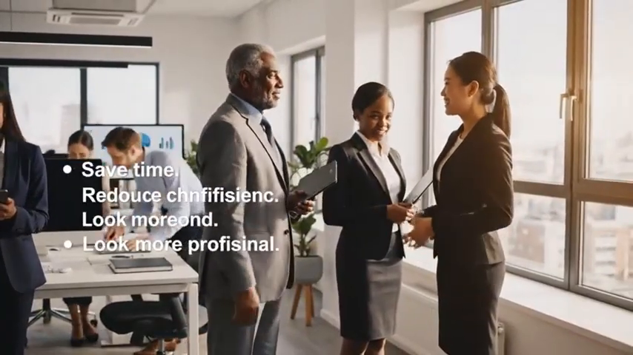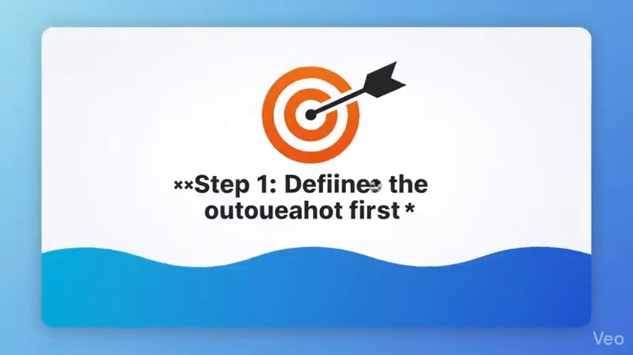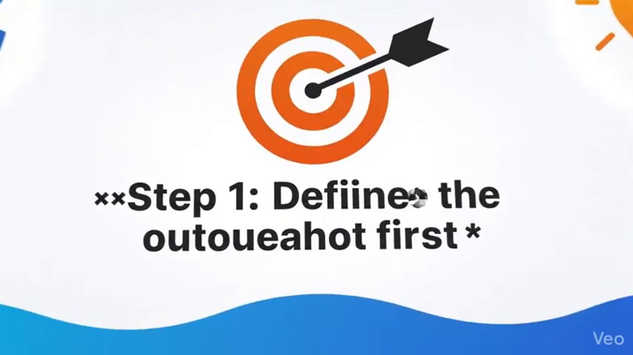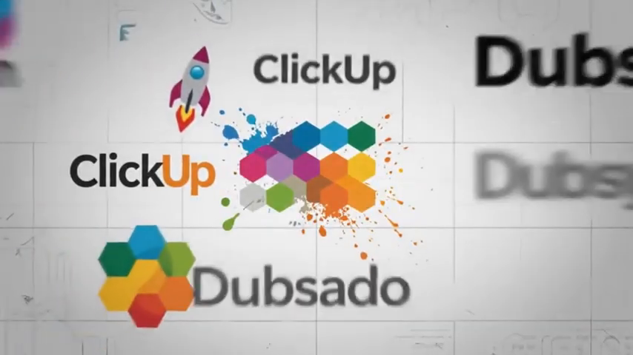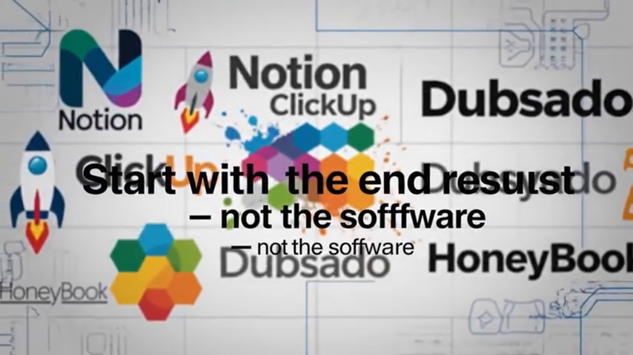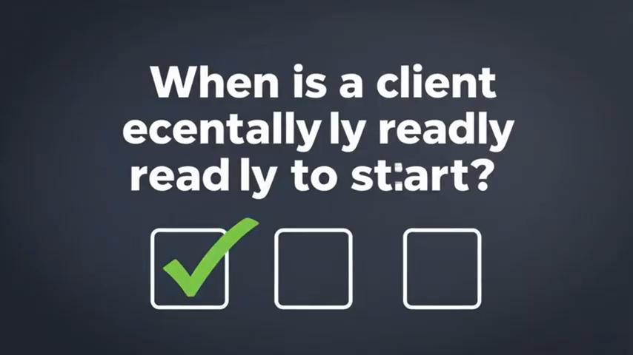Core point 1. Define the onboarding outcome first. The first step is to define what successfully onboarded actually means for your business. Start with the destination, not the tool. Before you think about Notion, ClickUp, Dubsado, or automations, get clear on the end result. Ask yourself, when is a client officially ready for work to begin?